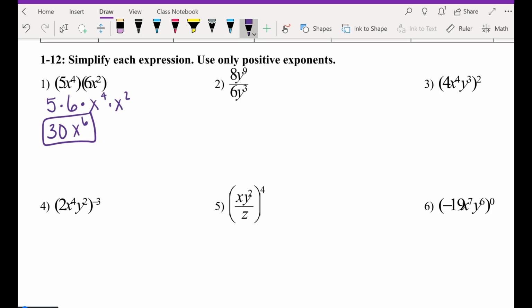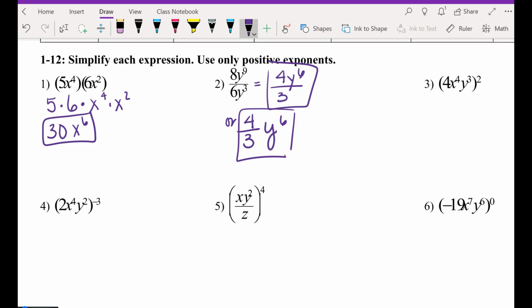You and your partner do number 2. Compare your answers, and I'm just going to call on one of you. If you look at your partner, ask, hey, do you need help? Victoria, final answer for number 2. Do you guys agree? Yeah. Perfect. By the way, you can also write 4/3 times y to the 6 on the side. Can you see that both of these are the same?